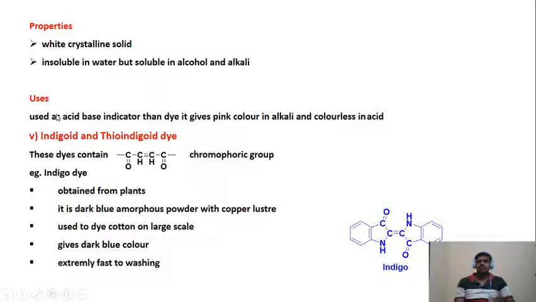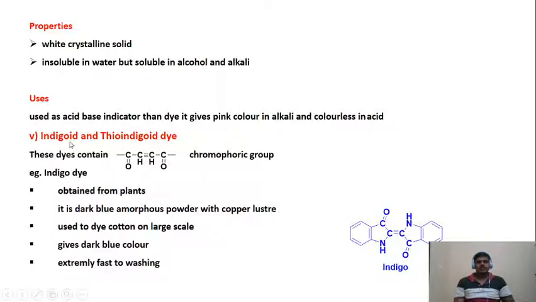Okay, what are the uses of phenolphthalein? It is used as an acid base indicator rather than a dye. Okay, so the most common use of this is as an acid base indicator. It gives pink color in alkali and colorless in acid. So we have seen this pink color.